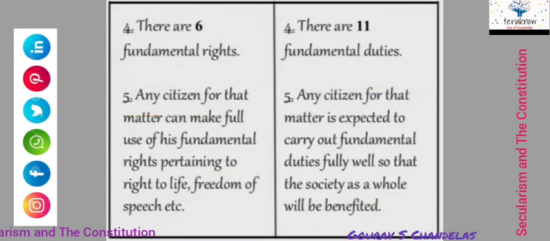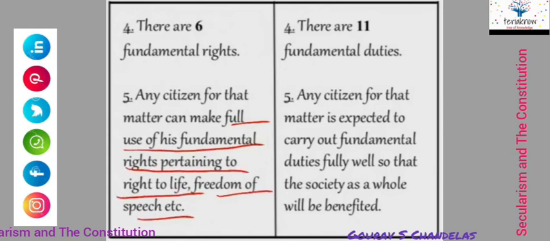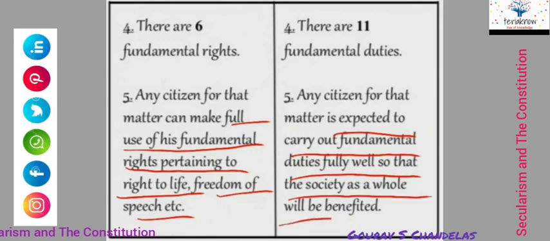I have already explained in the fundamental rights chapter that there are 6 fundamental rights, whereas in duties there are 11 fundamental duties. Any citizen, for that matter, can make full use of his fundamental rights pertaining to right to life, freedom of speech, etc. Understood? Whereas that citizen is expected to carry out fundamental duties fully well, so that the society as a whole will be benefited. If we pay the duties, then the whole society will get benefited.